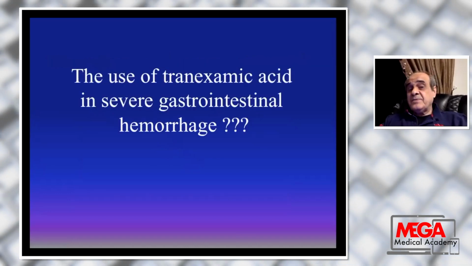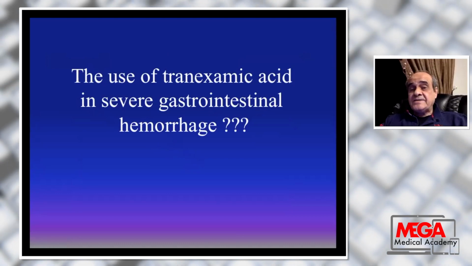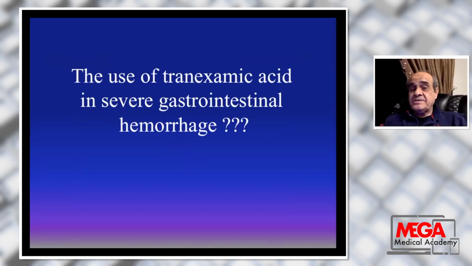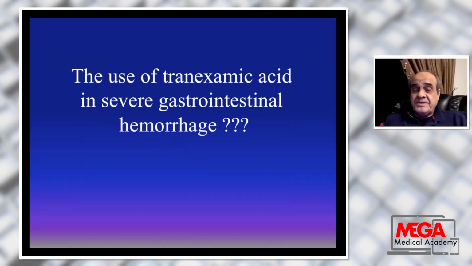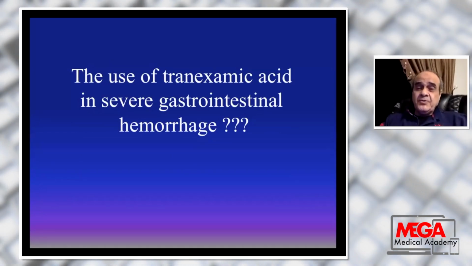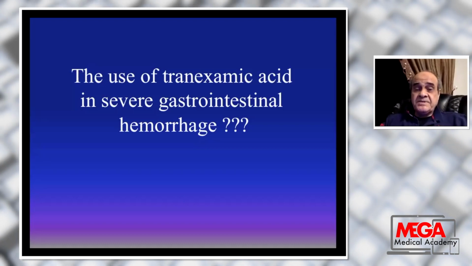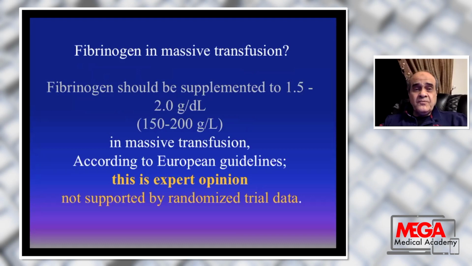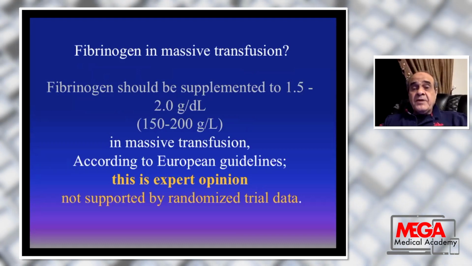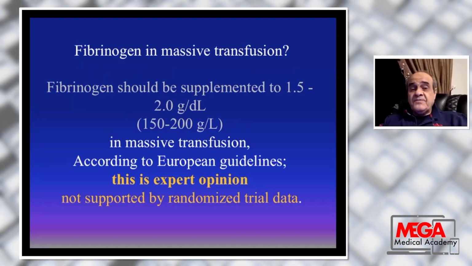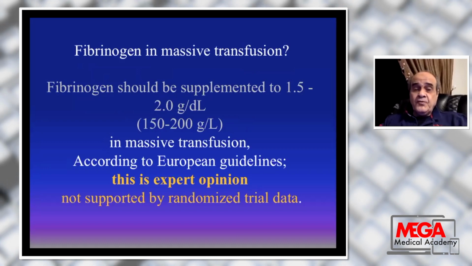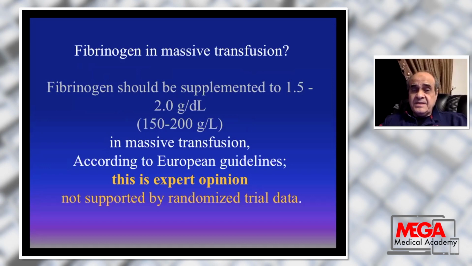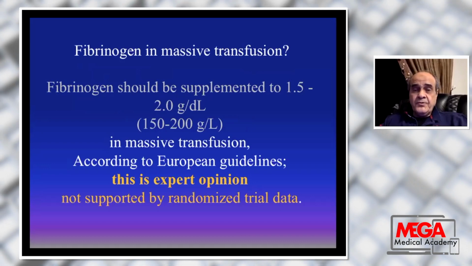Tranexamic acid may also be used in other situations in which patients exhibit some bleeding tendency, especially during surgery or gastrointestinal hemorrhage, and this is also under investigation to prove its efficacy. Fibrinogen in massive transfusion: if less than 150 to 200 mg per deciliter, we have to transfuse fibrinogen to the patient, and it is really an expert opinion.